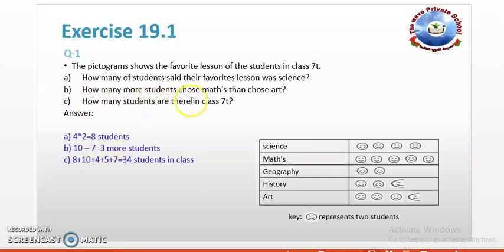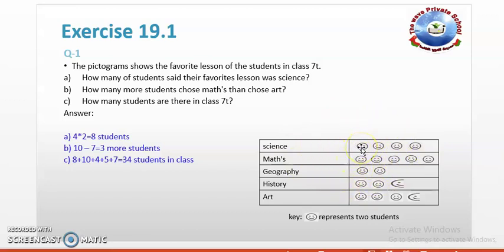How many students are there in class 7T? This is the class of 7T and we have to find the number of students. So just add all these students, and you can find your answer for the class 7T.